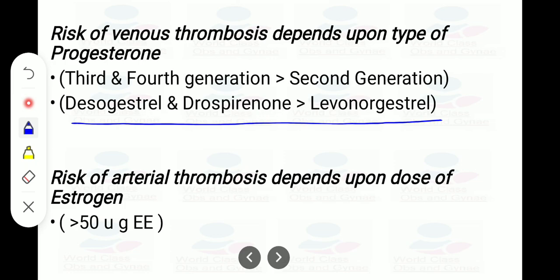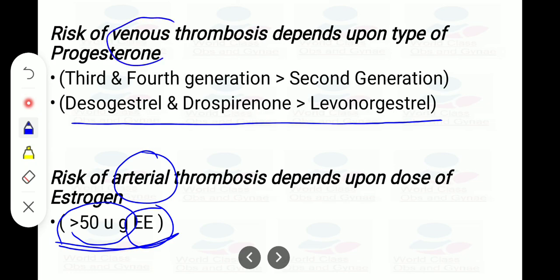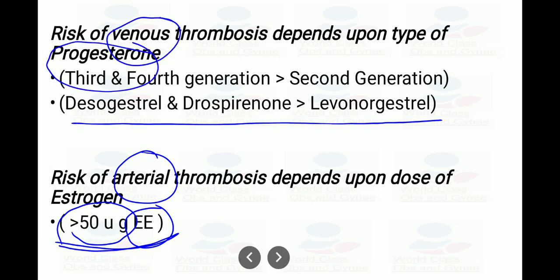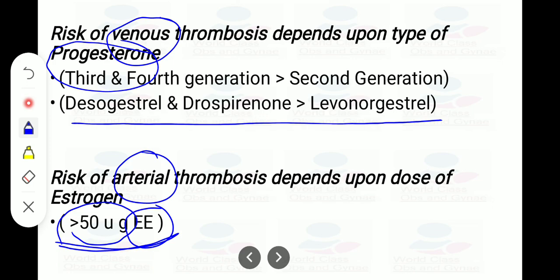If we talk about arterial thrombosis, then that depends upon the level of estrogen. Means if we have more than 50 microgram ethinyl estradiol, then there is increased risk of arterial thrombosis. Progesterone risk is higher in venous thrombosis. And when we have a higher estrogen level of more than 50 microgram, there is higher risk of arterial thrombosis.